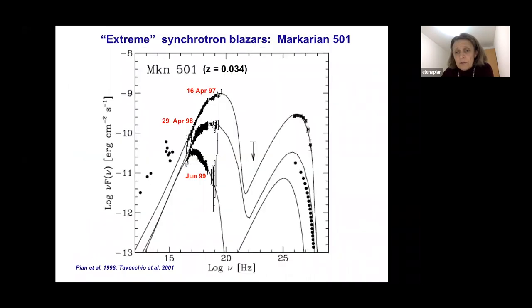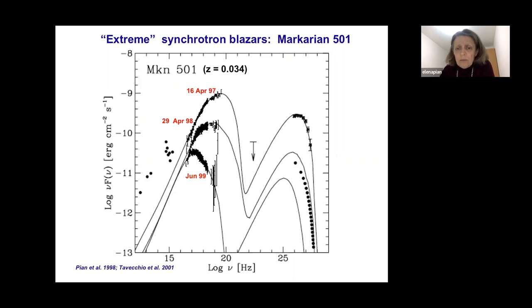This is a very nice observation. Here you see one of the blazars that have most extreme synchrotron behaviors. As I was saying, you see here the typical spectral behavior of a blazar. The first hump is produced by synchrotron radiation, and the second hump is inverse Compton of synchrotron photons, as in this case, in Markarian 501, or of other external photon fields, as I was saying at the beginning, like accretion disk or emission lines.